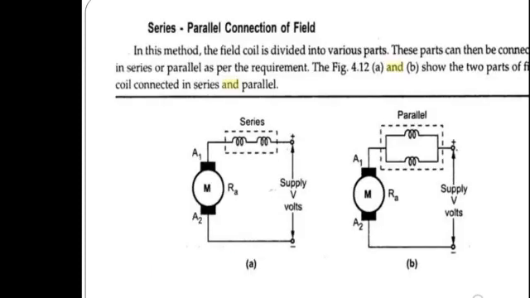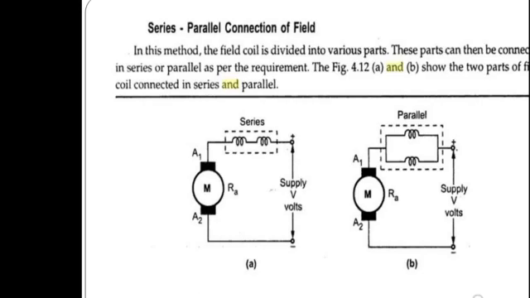And we have discussed the series parallel connections of field. In this method, the field coil is divided into various parts. That means these parts can be connected in series or parallel as per the requirement. That is shown in the figure.